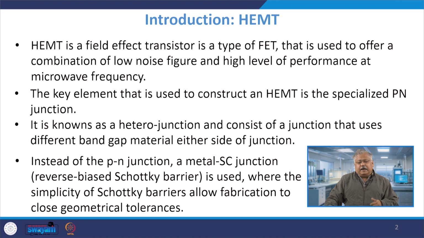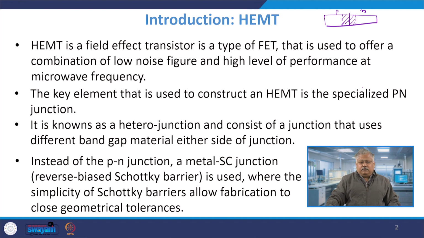Now, the key element of an HEMT is a specialized PN junction. So, if you remember your basic PN junction theory, then we had referred to the PN junction theory and told you that in a PN junction you had a P type and an N type being generated, right, and because of which there was a depletion region. If the doping concentration was same on both the sides, the depletion thickness on both the sides were equal, right.